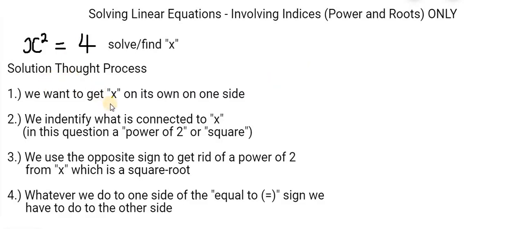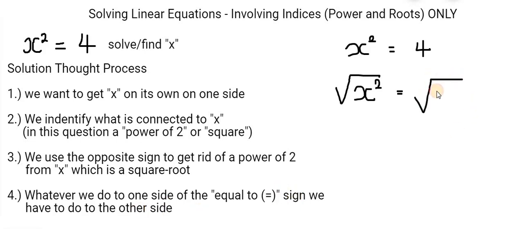Now, here is the solution thought process that I'm going to be using to solve the question now. So I have x squared is equal to 4. I want to find x, so I want to get x on its own. I identify there's a power of 2, or square, attached to x, and I need to get rid of it. So I use a square root. Now, because I have done that to one side of the equals sign, I have to do it to the other side. So I square root both sides. Because I did it to the left, I've got to do it to the right.